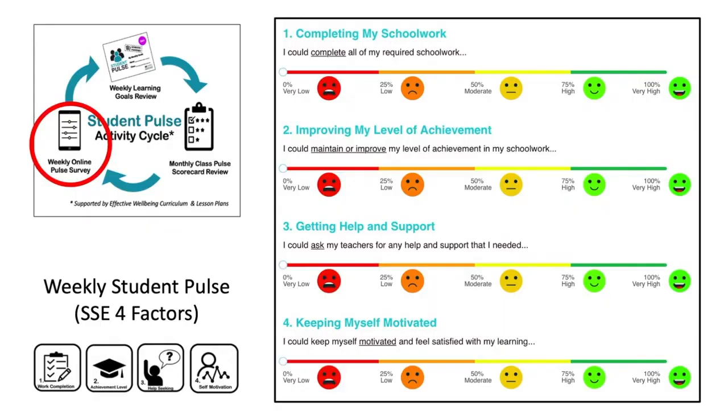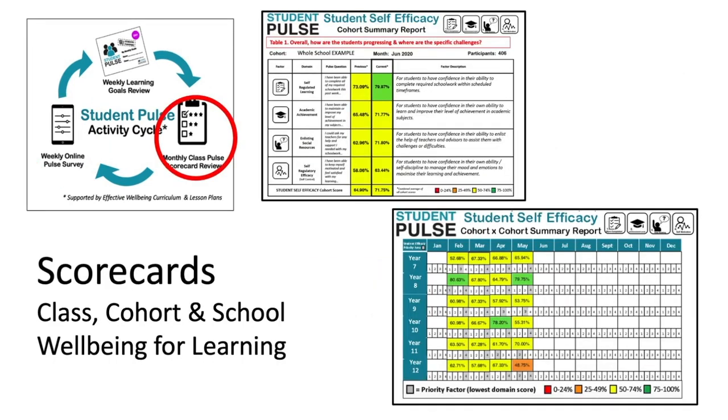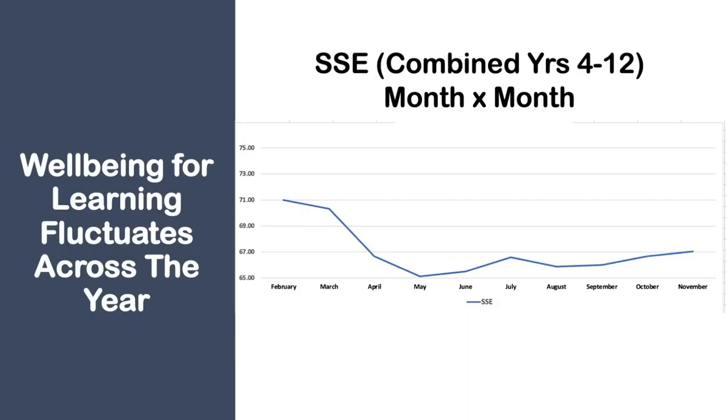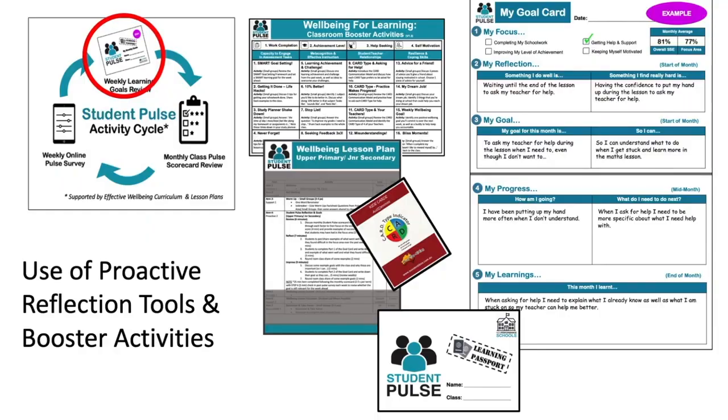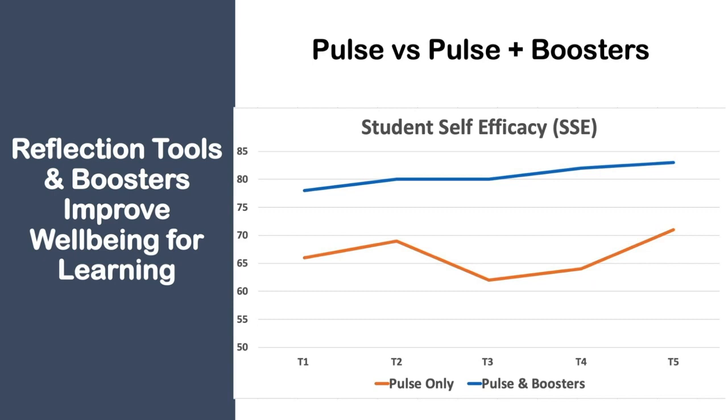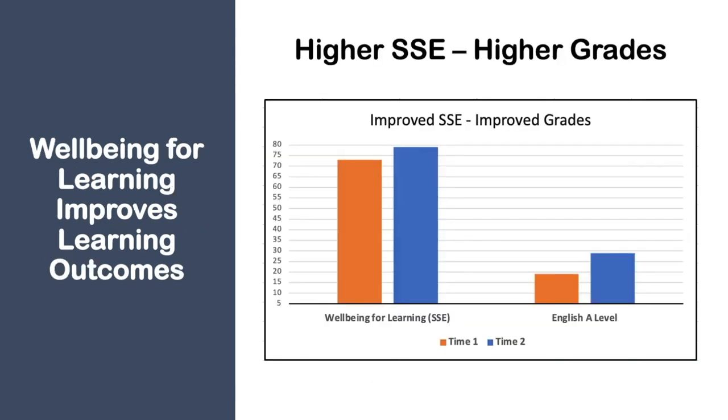In well-being for learning, we're using regular pulse surveys to check in on the fluctuations of student well-being. We're using class scorecards and teaching and learning reports to engage in the journey of well-being. In doing so, we can see the data about how student well-being fluctuates over the year and the differences between age cohorts. But to really boost well-being, we need to use reflection tools and classroom booster activities, and you can see the data on the screen now showing just how much you can improve well-being for learning. And our last shot here shows the lift in academic achievement accordingly.